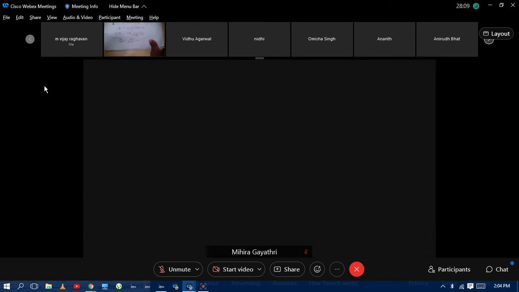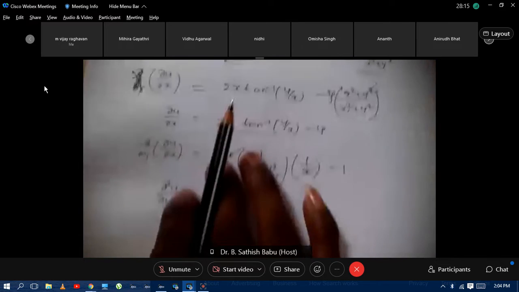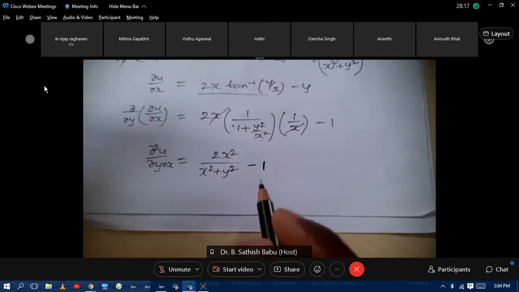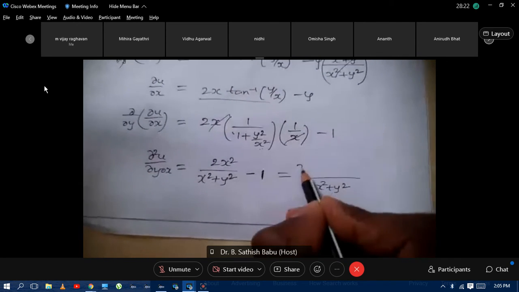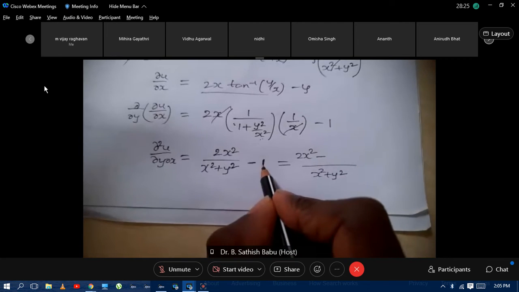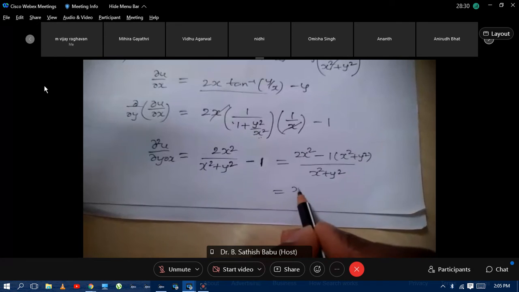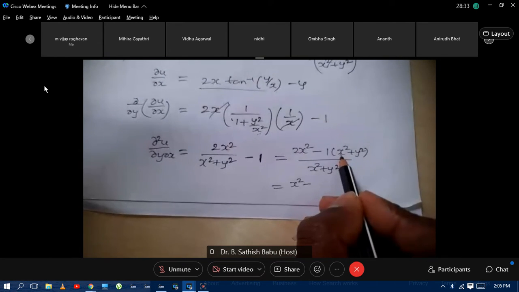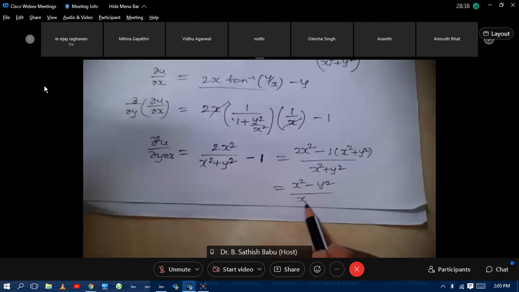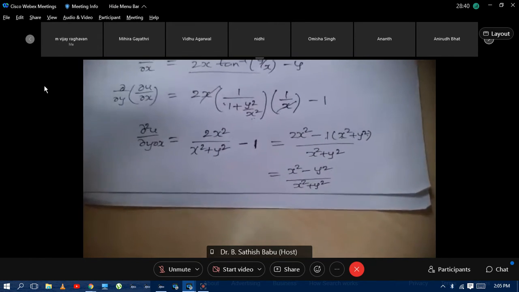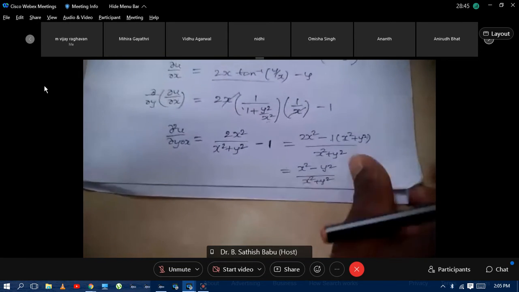I have this quantity, but my result says that you are supposed to get x square minus y square over x square plus y square. Can we get that from these two terms? Take LCM, x square plus y square in the denominator, 2x square kept as it is. If you multiply minus 1 with this x square plus y square, 2x square minus x square becomes x square. Minus 1 multiplied by y square becomes minus y square, over x square plus y square. Have I got the required result? Yes, sir.